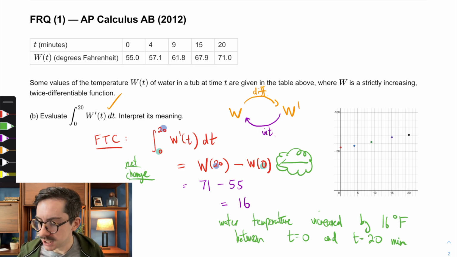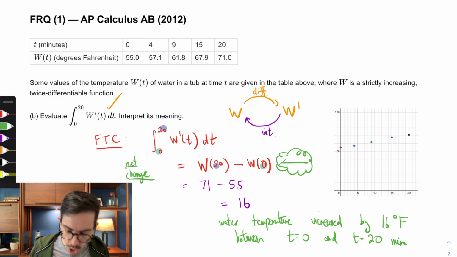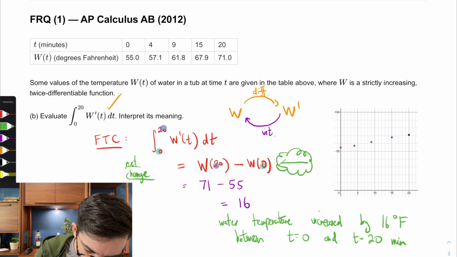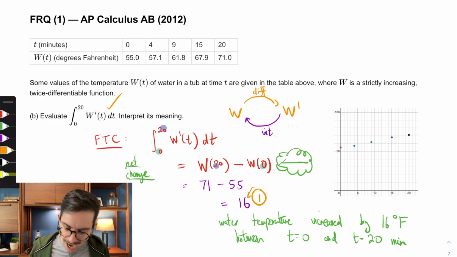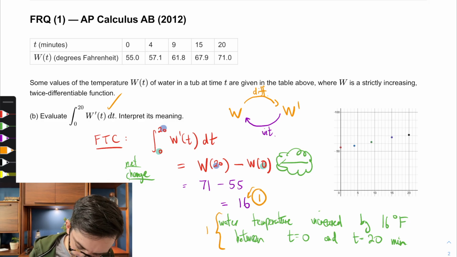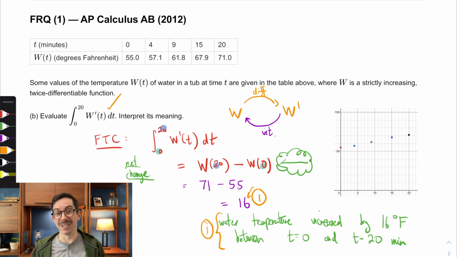How were our points divvied up here? Well, it's similar to part A. We're going to get 1 point for our value, 16, and 1 point for our correct interpretation, as long as we, again, remember our units.